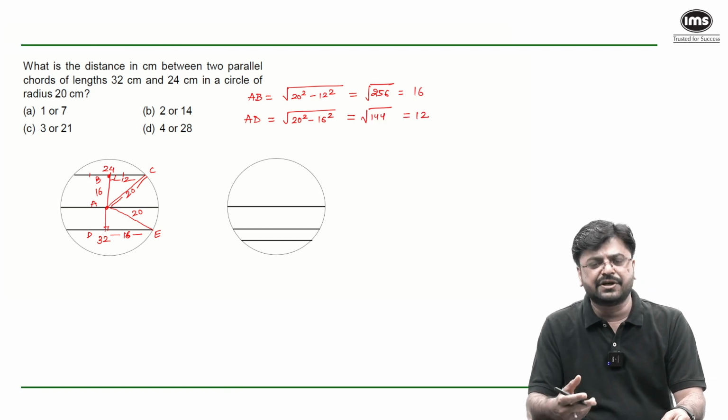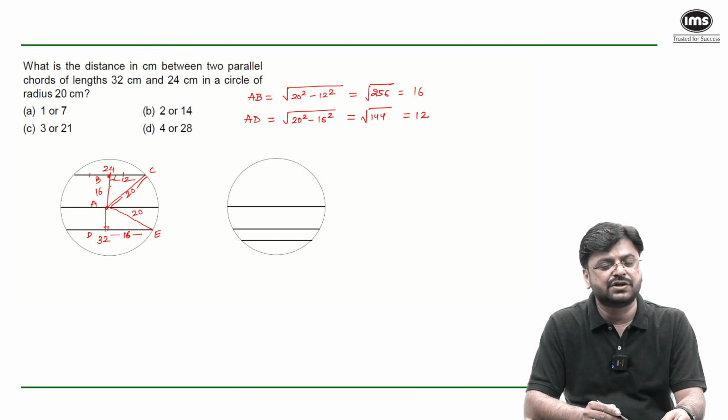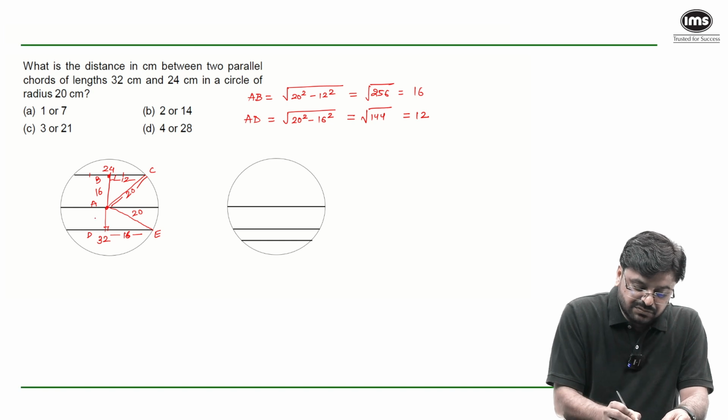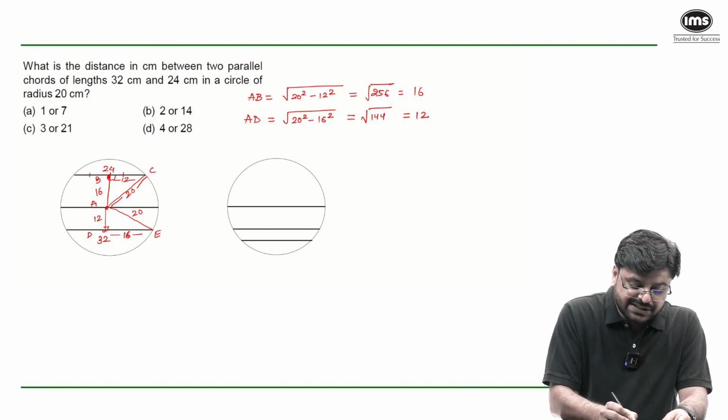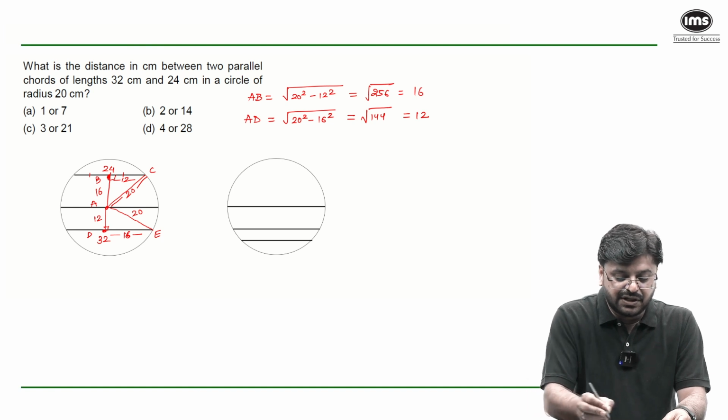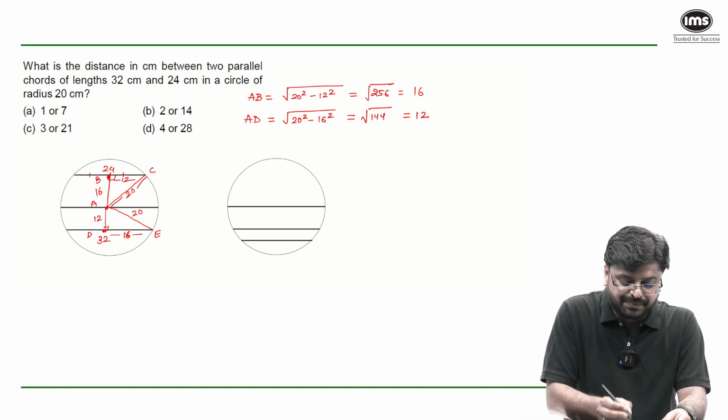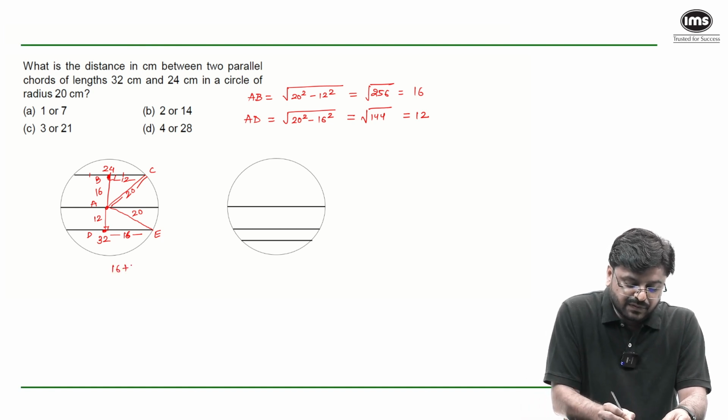You can always use the triplets. These are triplets, 4 5s are 20, 3s are 12, 4 4s are 16. So this is a multiple of the triplet 3, 4, 5. So this will be 12. So in this case, the distance between the parallel chords will be 16 plus 12, which is 28.